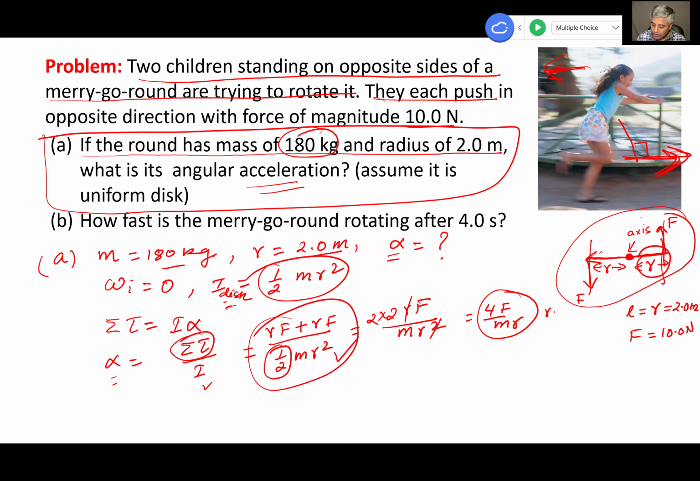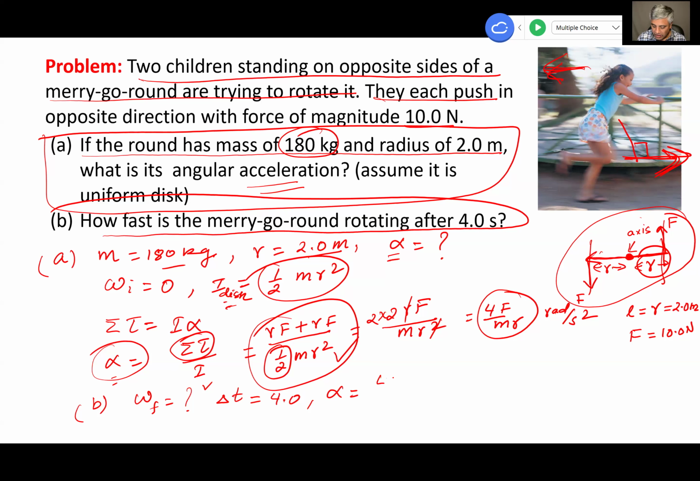Now for part B, it is asking how fast the merry-go-round is rotating after 4 seconds. So omega f is what? Given the time interval is 4 seconds. See, now the time interval is given, and we also found the acceleration, 4F over mr, from part A, right?